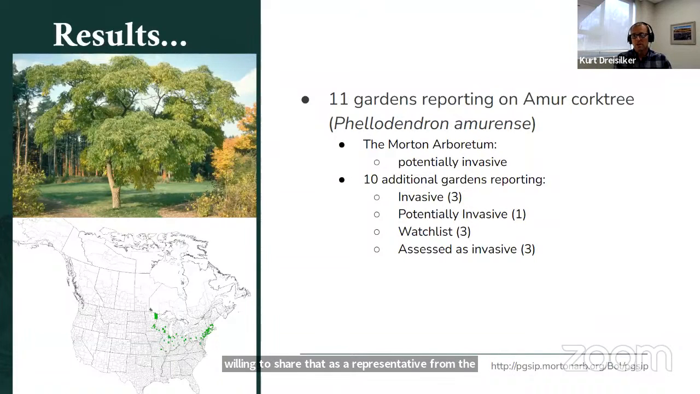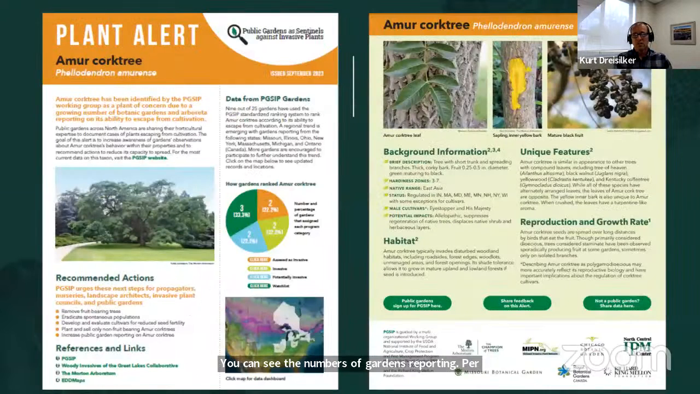So you can see the breakdown is invasive, potentially invasive, watch list, and assessed as not invasive. You can see the numbers of gardens reporting per category rank there. So this is actually our most commonly reported taxon at the moment. And so in September of 2023, we issued this plant alert on the species.